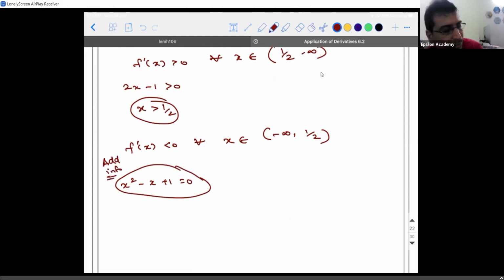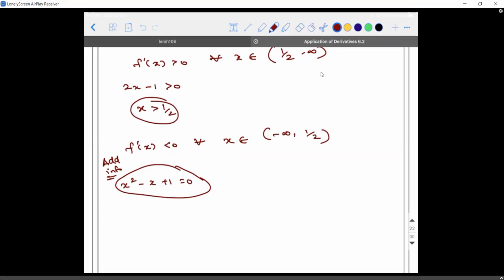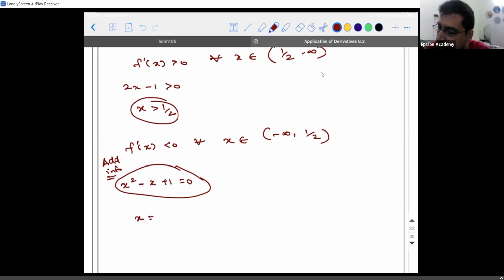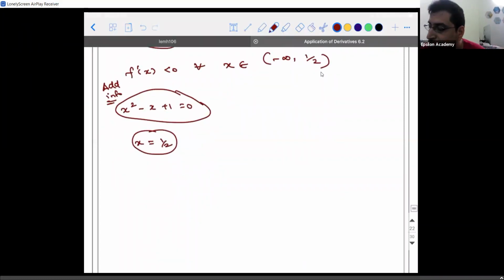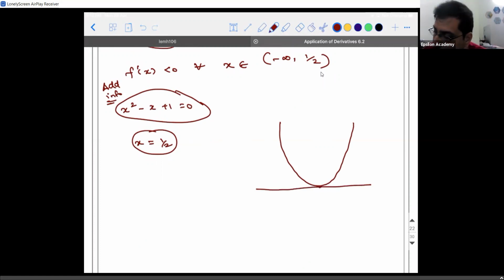Okay. So if I give you a question like this, there is an additional info for you guys. x square minus x plus 1 is equal to 0 is given. Can you tell me what is the value of x? Are you getting x is equal to 1 by 2? From your lower grades, you know that this represents a parabola. So x is equal to half is a point where it is becoming 0.